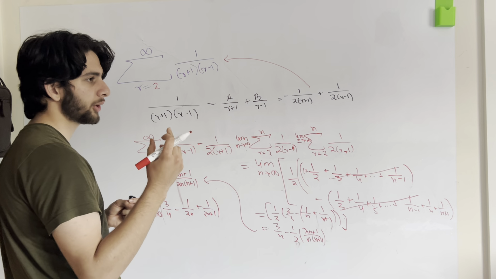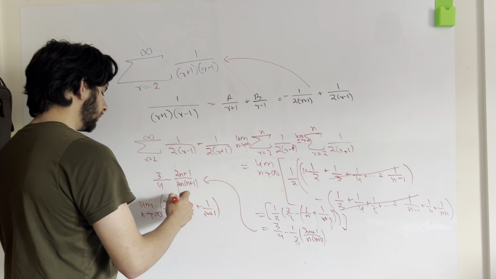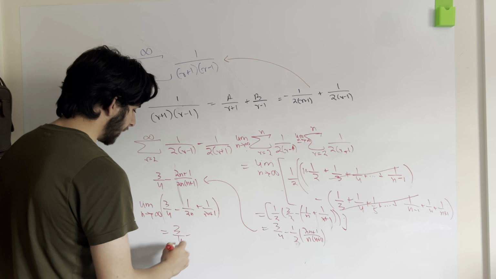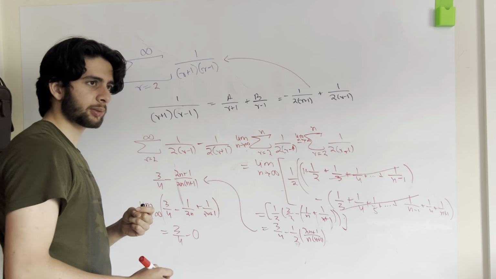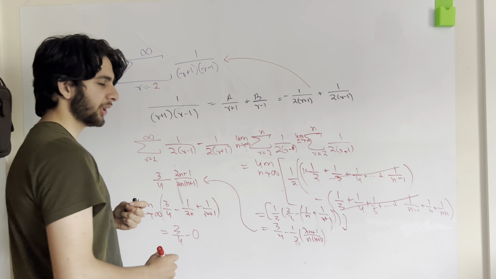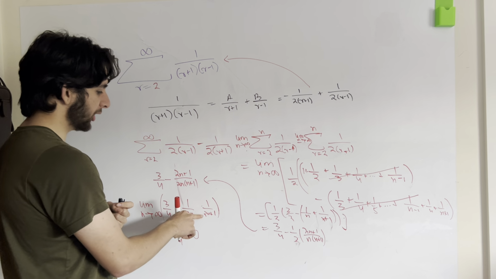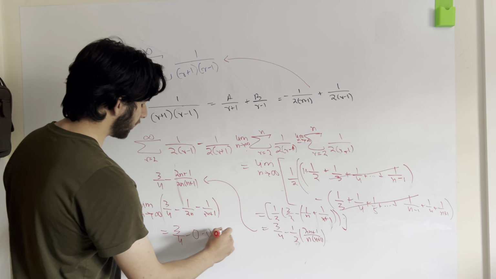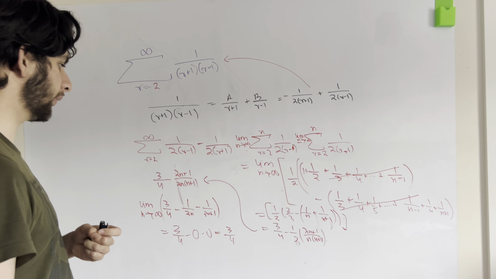So if you were to repeat this for all of eternity, you will be arriving at the answer 3 over 4 minus some really small value, which is 0, and another very small value, which is 0. Ultimately, what this expression simplifies down to is 3 over 4.